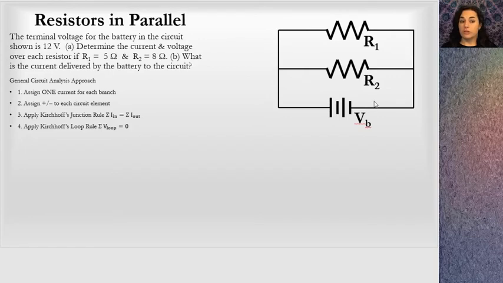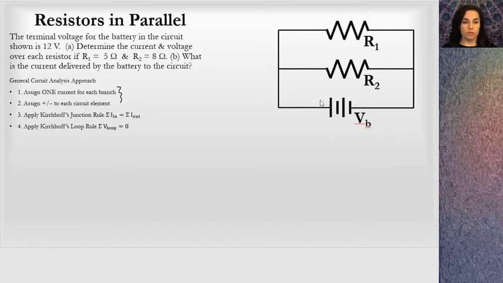I am going to go ahead and put what I can do on here. I don't even need to know anything about the problem going on in order to assign one current for a branch and assign positives and negatives to each circuit element. So you may want to pause for a second and see what you would do and then check against mine.